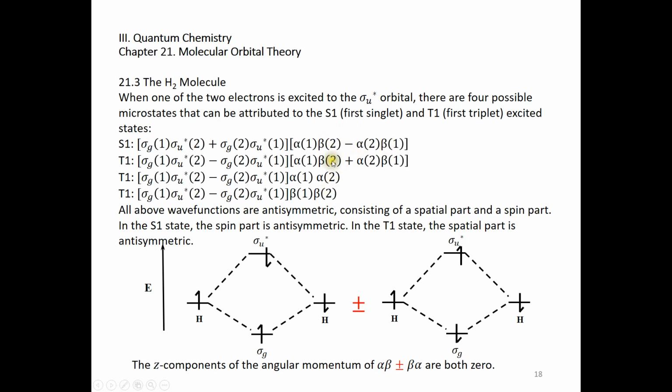Now let's look at these 3 spin functions. The S squared value for these 3 different spin functions is exactly the same, 2 times h bar squared. What about the z component? Well, they are different. The z component for alpha 1, alpha 2 is positive h bar. The z component for beta 1, beta 2 is negative h bar. The z component for alpha 1 beta 2 plus alpha 2 beta 1 is 0.